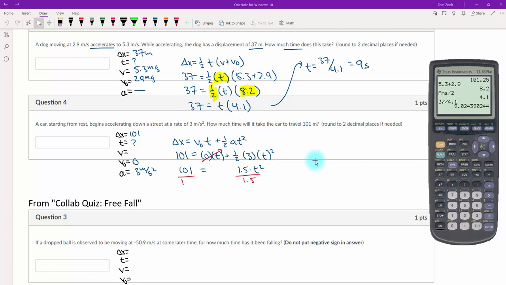Mixing up numbers. So those will cancel out, and we'll end up with t squared is equal to whatever 101 over 1.5 is. 67.3. And we're not done because we don't know what t squared is, we want t. So then we've got to square root it. So the square root of 67.3 gives about 8.2. All right, not so bad there.